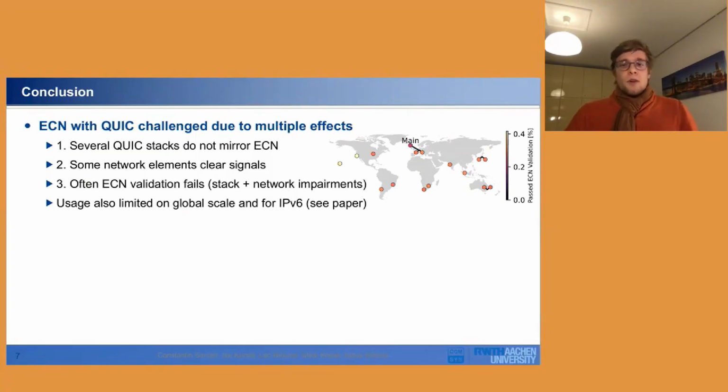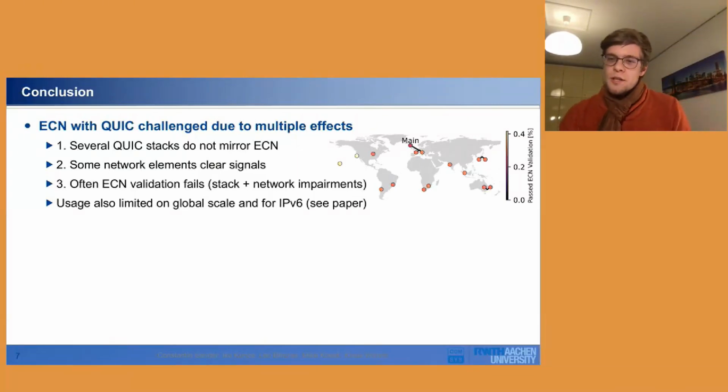On the global scale, we do not see more than 0.4% of passed ECN validation. So basically with many of the domains that are supporting ECN in QUIC, ECN cannot be used. And we also saw that the usage is limited for IPv6, because especially the hyperscalers are using IPv6 and the smaller hosters often do not support it. So the ECN validation rates are even lower in that regard. We also saw this on a longitudinal scale, but I will get to that in a moment.